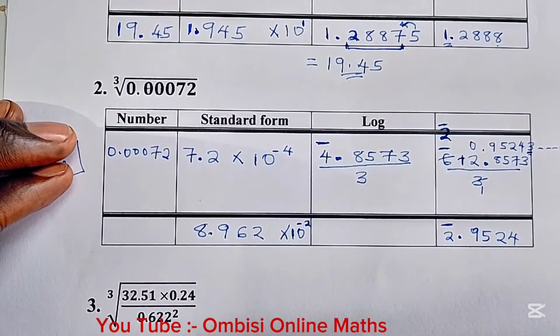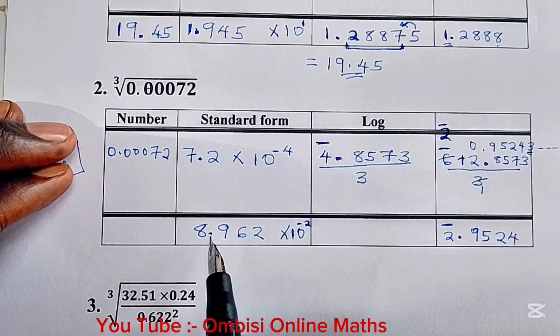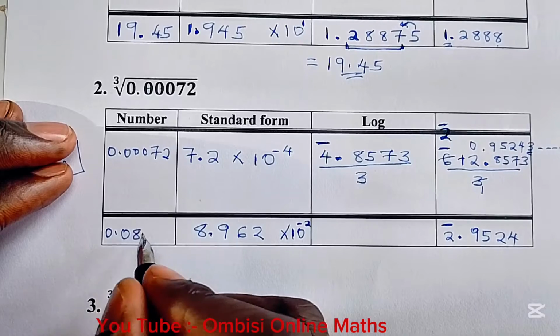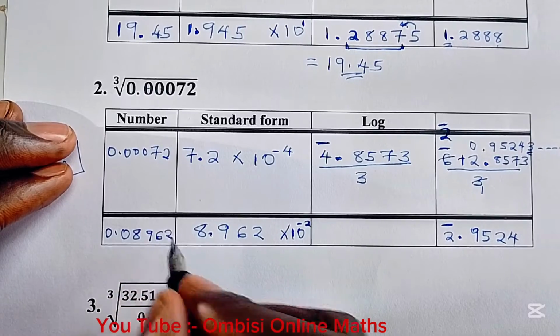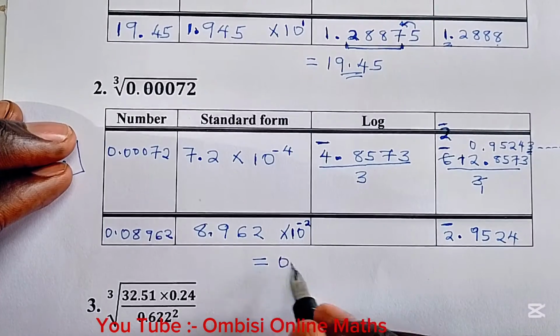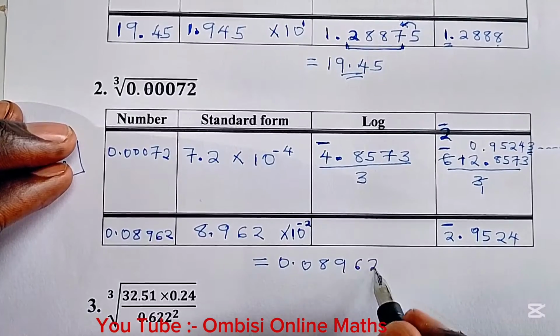8.962. Now, bar 2 means we move ahead, move back 2 steps. So this one gives us 0.08962. So the answer to this particular question becomes 0.08962.